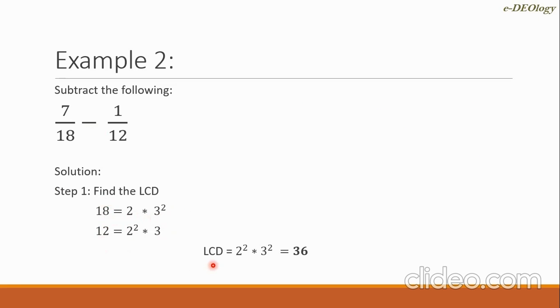And then for the LCD, we list all the factors. For the common factors, we're going to write that factor with the highest power. So for number 2, 2 squared is the highest. I will copy here 2 squared. For number 3, 3 squared is the highest power, so I'll copy the highest power, 3 squared. And then we simplify this. This 2 squared is 4, this 3 squared is 9. We multiply 4 by 9 equals 36.